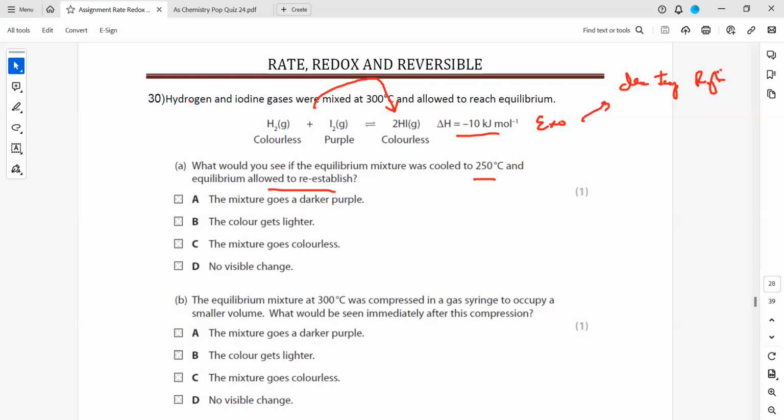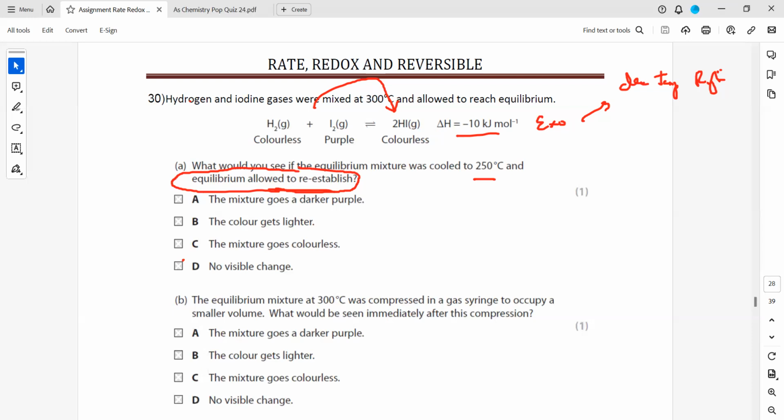But we have the colored substances also there. And then again, it reaches the equilibrium. First, when we reduce the temperature, equilibrium shifts towards the right-hand side, so the color will get lighter. But allowed to re-establish means again it reaches the equilibrium. So once it reaches the equilibrium back again, then what will happen? There will be no visible change.